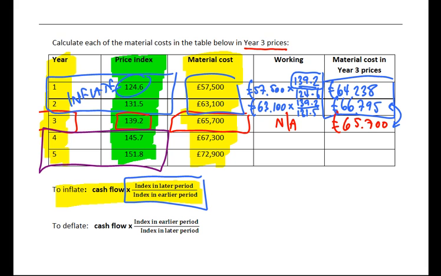So the 2 years before year 3 we need to inflate. The 2 years after year 3 we need to do something a bit different with, because you'll notice that the figures for year 4 and year 5, we've got 67,300 and 72,900.